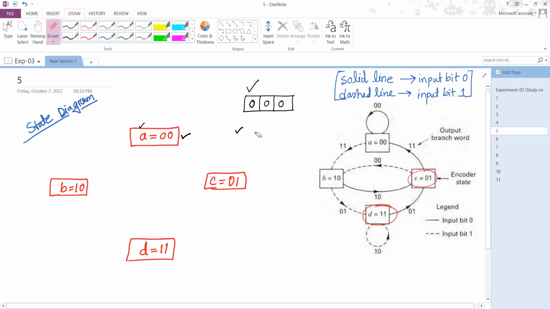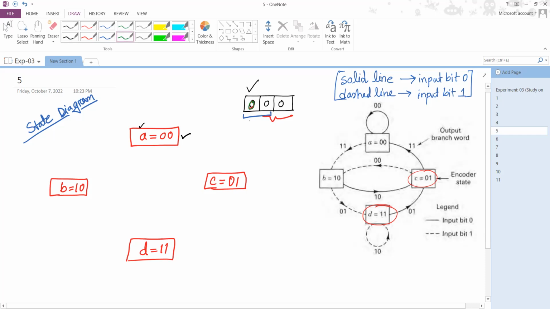Our present state is 0, 0. And now if I take the 0 as the left side bit, then what will happen? The future state will also become 0, 0. That means the thing we are showing here, from the state 0, 0, it will remain at 0, 0. And this is occurring due to the input that we are giving here as 0.